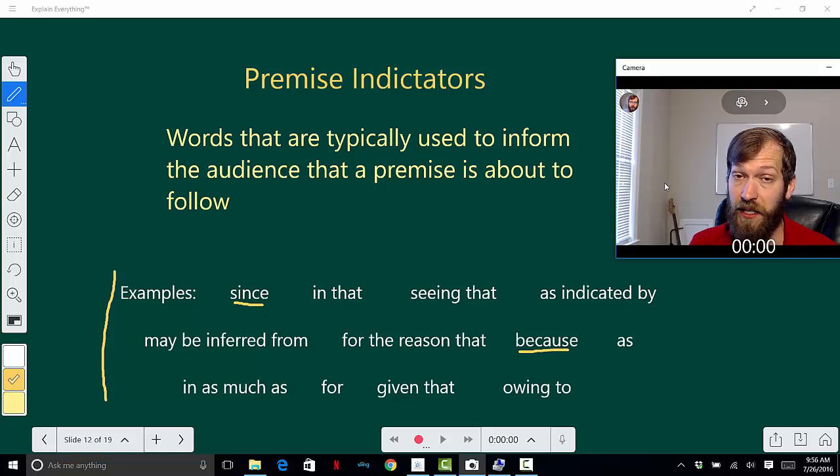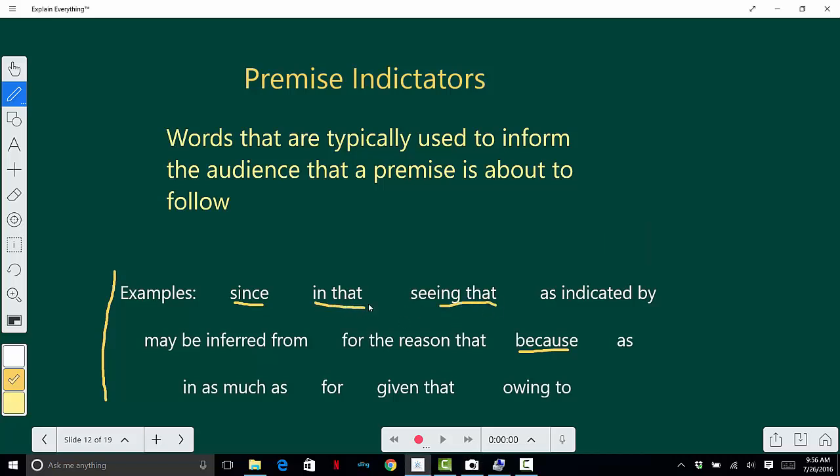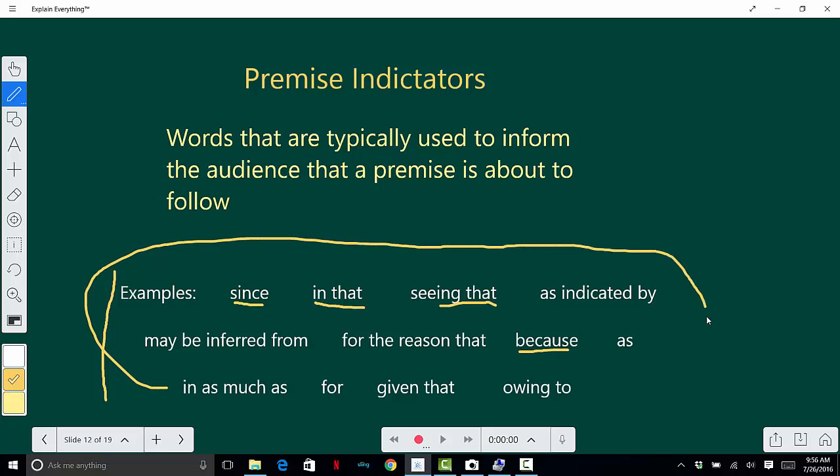And we can use that very same example and substitute out pretty much any of the premise indicators that we have listed here. So, in that it is raining, you should bring an umbrella. Seeing that it's raining, you should bring an umbrella, etc. And these you can find in your textbook. Of course, it's not going to be an exhaustive list. There are so many premise indicators, it's not reasonable to try to provide an exhaustive list.